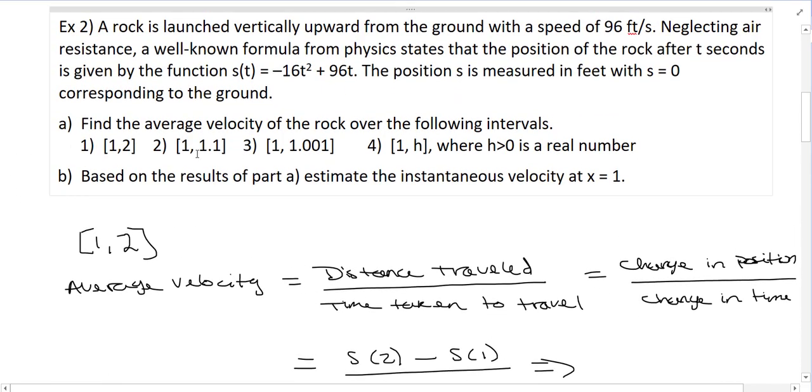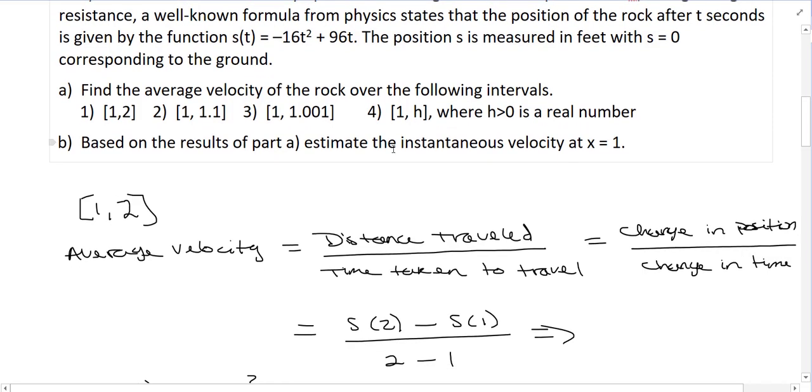So for that interval. Now let's try to find what about between 1 and 1.1. And what we're working towards here is part B. Based on the results of part A, estimate the instantaneous velocity at x equals 1. So my goal is to talk about the difference between average velocity and instantaneous velocity. So let's look at the interval 1 to 1.1.